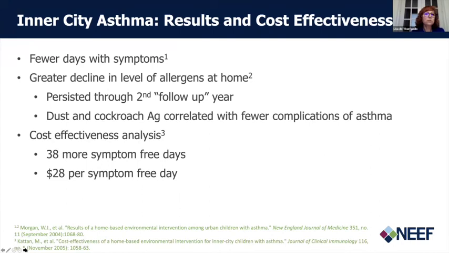So the results were significant. There were significantly fewer days with symptoms, decreased albuterol use, decreased unscheduled office visits, decreased ED and urgent care visits. And this correlated with a greater decline in the level of allergens at home. This persisted through the second year of follow-up, so it was sustainable. And dust and cockroach allergen correlated with fewer complications of asthma if they were decreased.